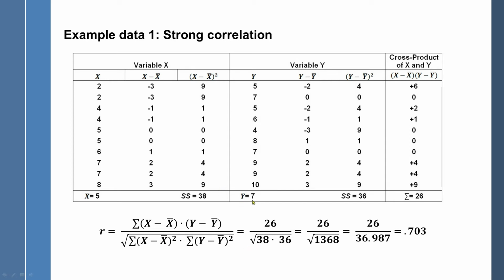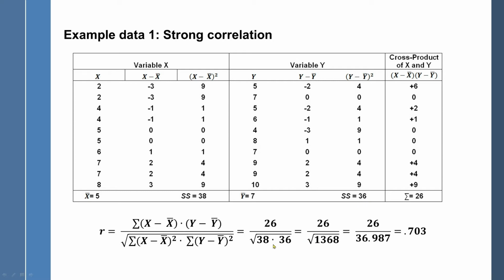And we do the same thing for variable y, using the mean of variable y. If you sum all these scores, they'll add up to 70. Divide by 10, you have the mean of variable y. Subtract the mean of variable y from every score on variable y. 5 minus 7 is negative 2, etc. Then square those numbers, add them up, and you have the sum of squares for variable y.